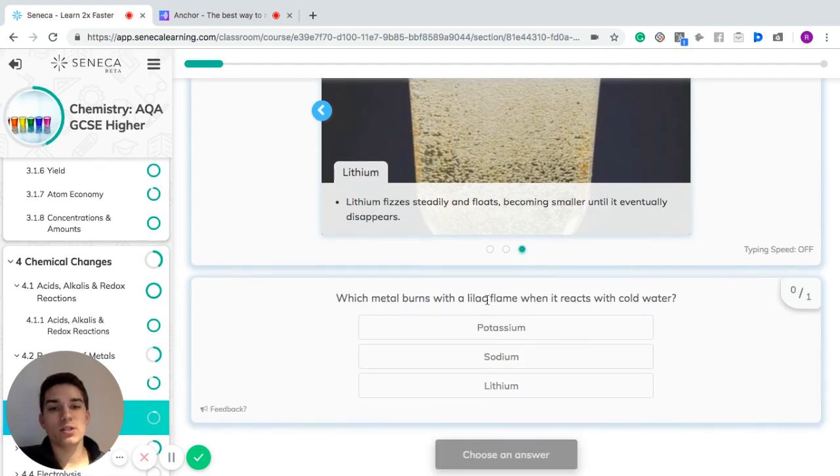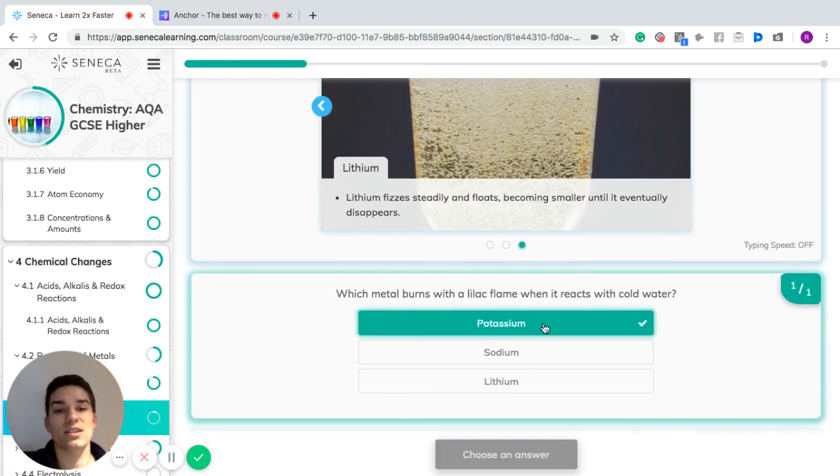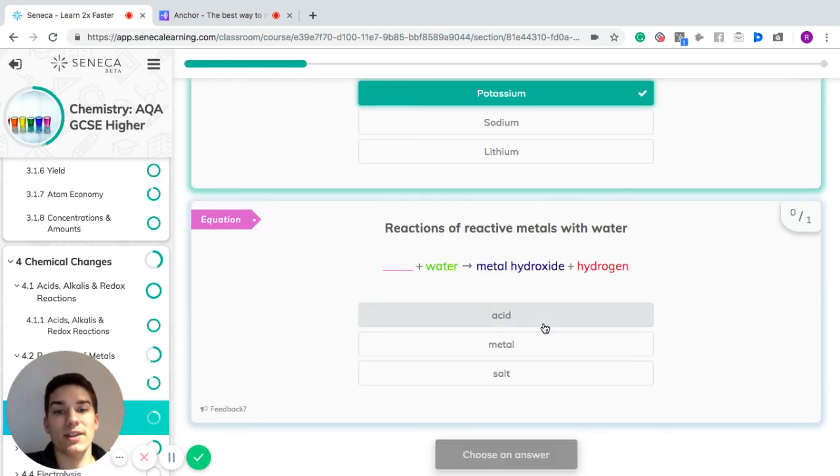So which metal burns with a lilac flame when it comes in contact with cold water? Well, remember, that is potassium. The metal sets alight because of the hydrogen that's given off and the heat that's given off during the reaction, and it burns with a lilac flame.